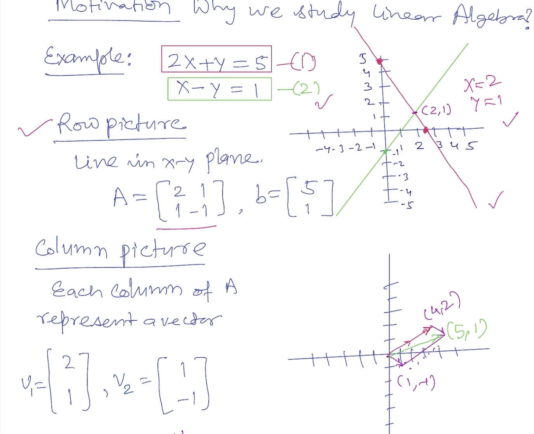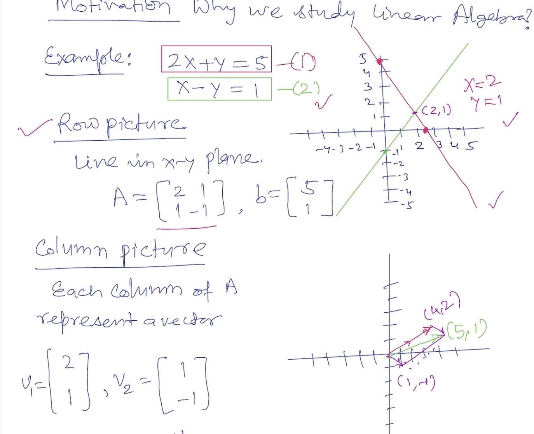So you are drawing this line first, and then another line, row 2. They meet at some point, or whether they intersect or not, depending upon the situation, you are going to define the solution. Okay. So what you have done till now is the row picture, right?